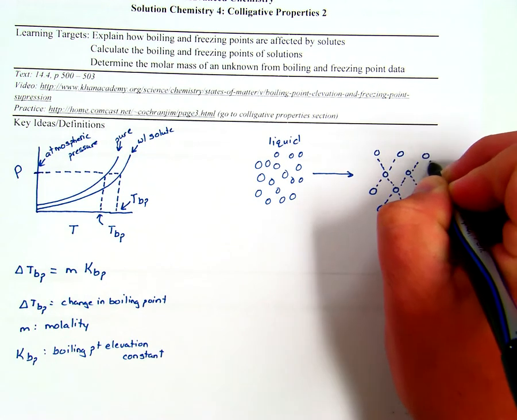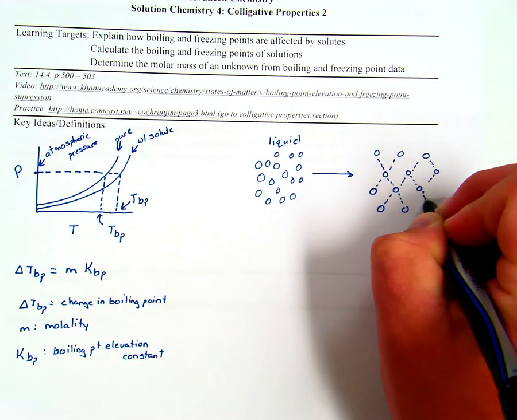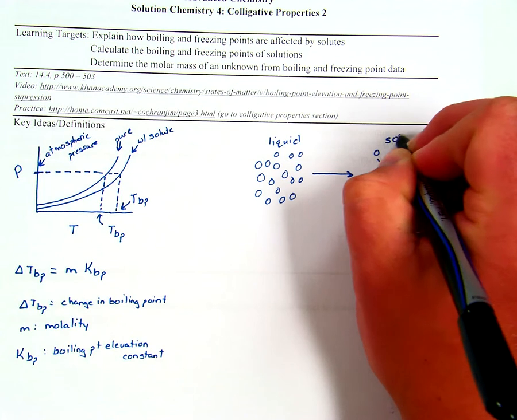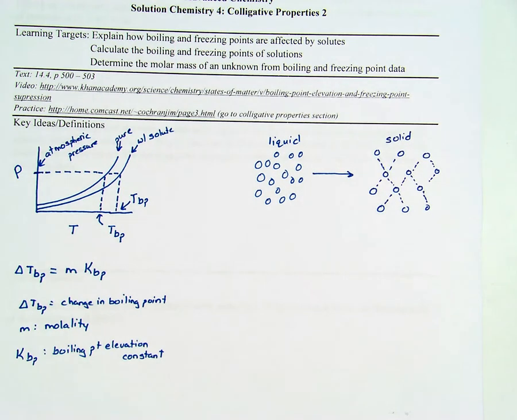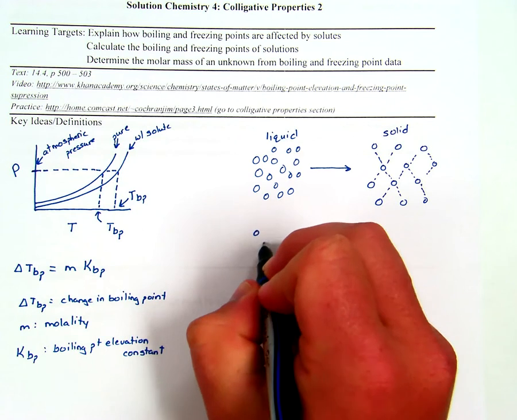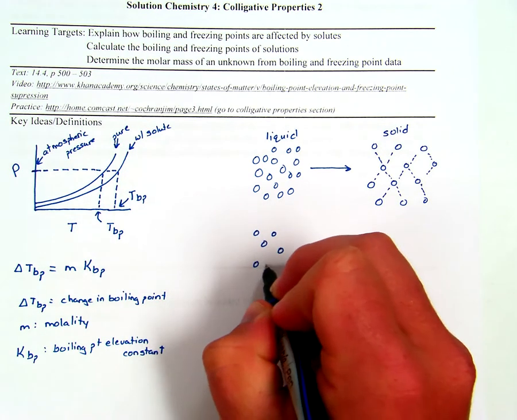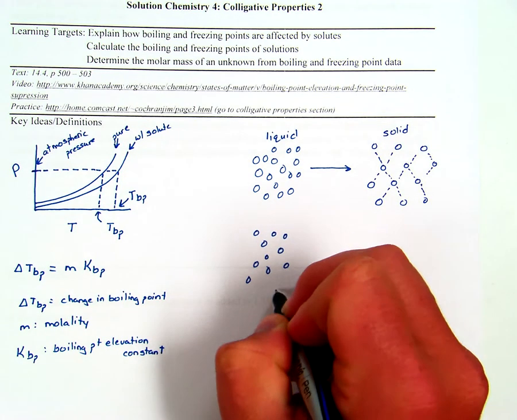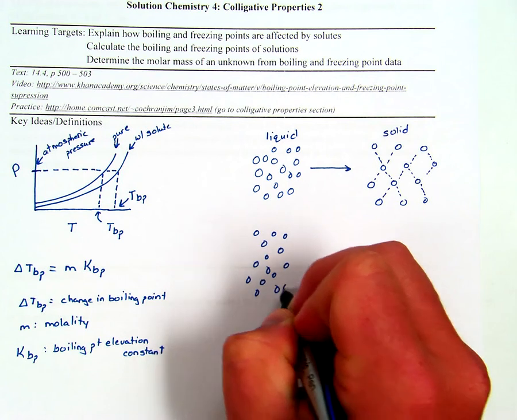Something like this. Okay, so here's our solid. Now if I were to add a solute to this, add some foreign particle, if you will. I'm going to just sketch my liquid again. Here's my liquid. But I'm going to introduce to the liquid some foreign particles. I'll fill these dots in.